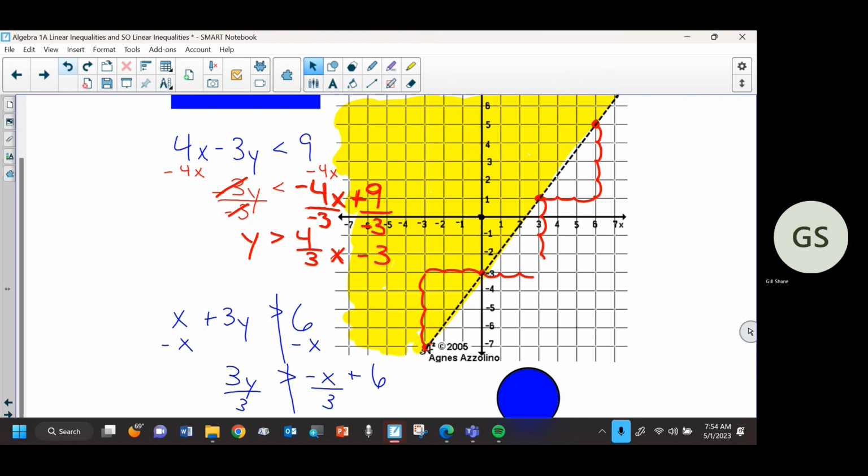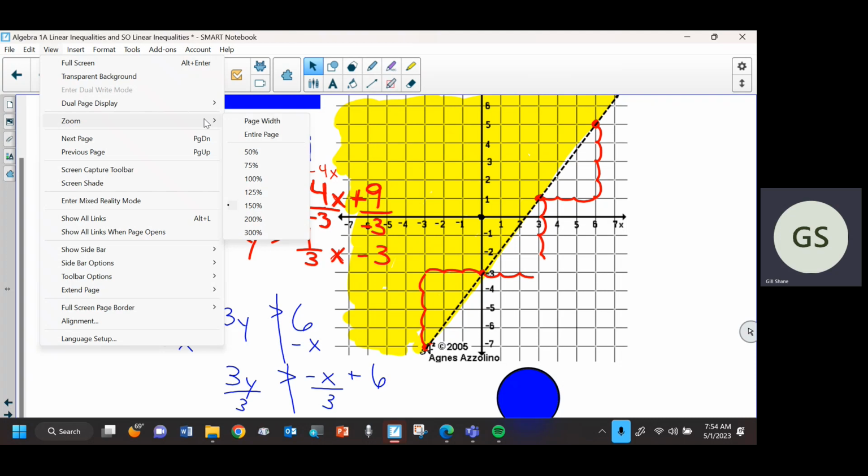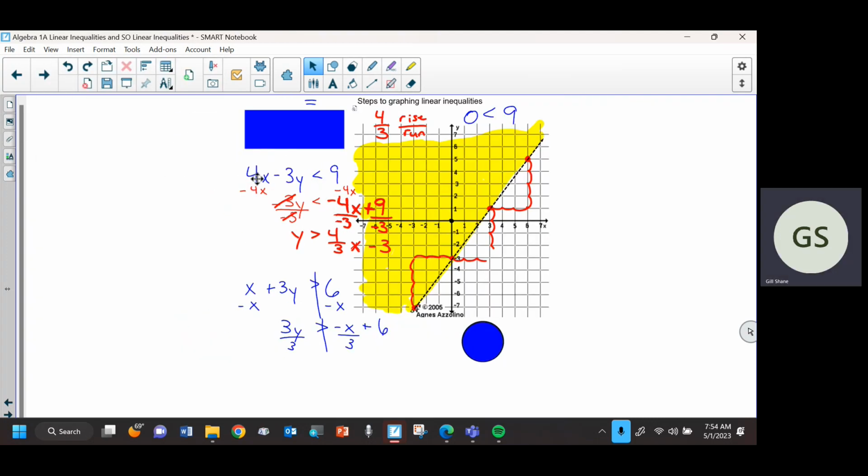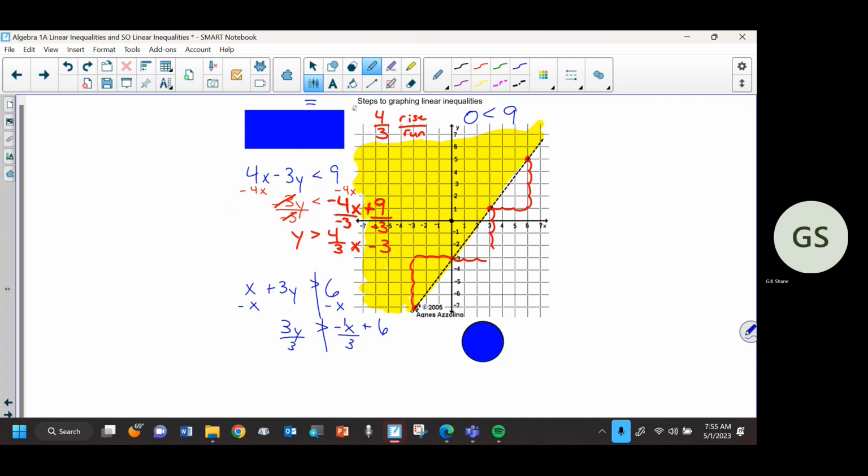There, so there's a 1 in front of the x. So when I rewrite this, I divided by a positive, so I don't need to flip the sign.